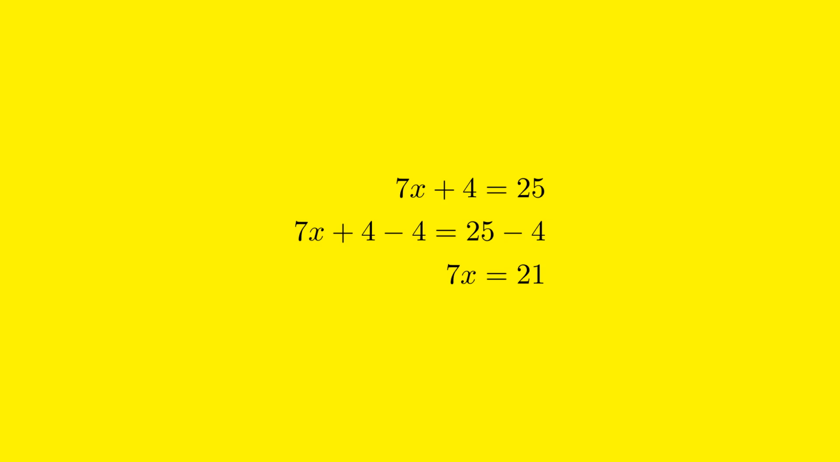Now we must also subtract 4 from the right side of the equation to keep it balanced. So 25 minus 4 equals 21. By performing this subtraction, the equation is simplified to 7x equals 21.